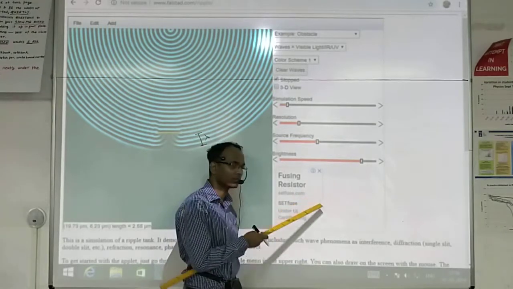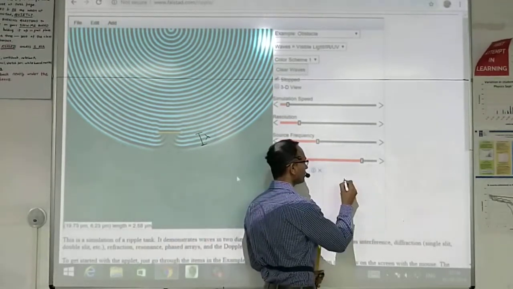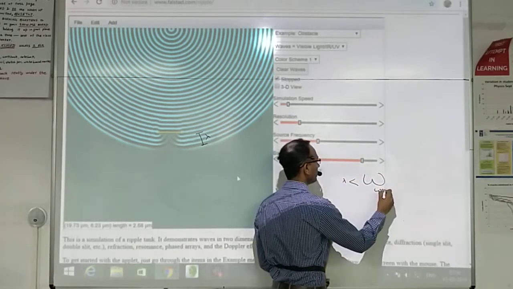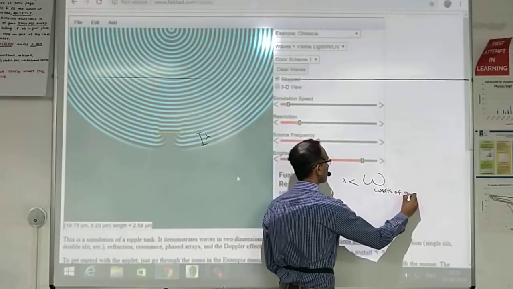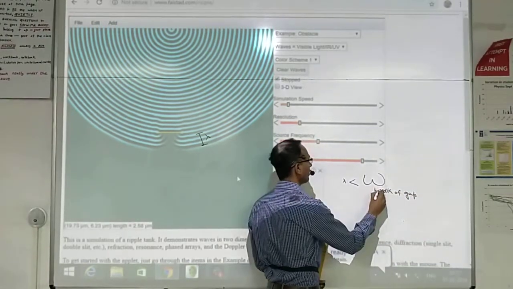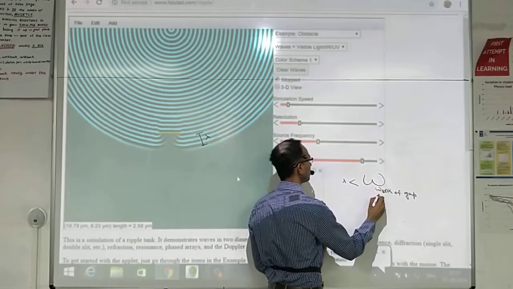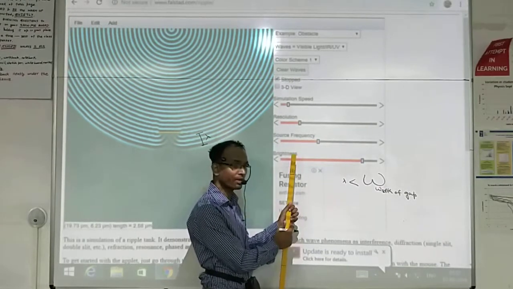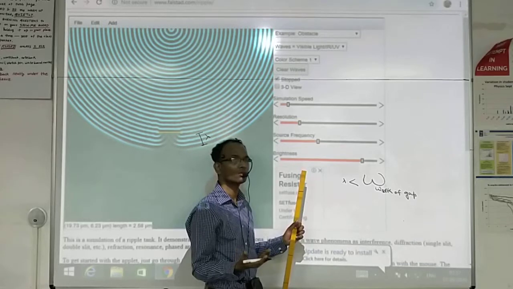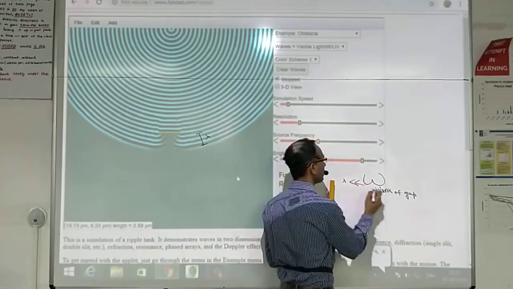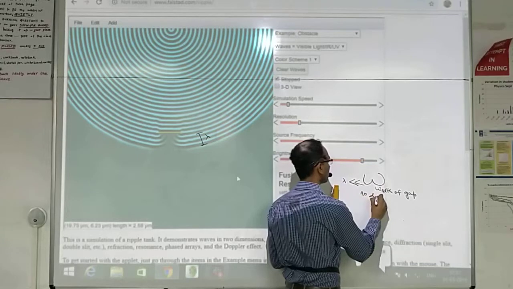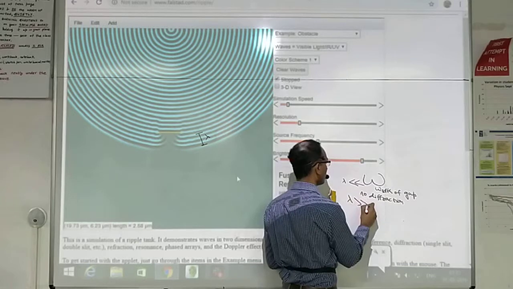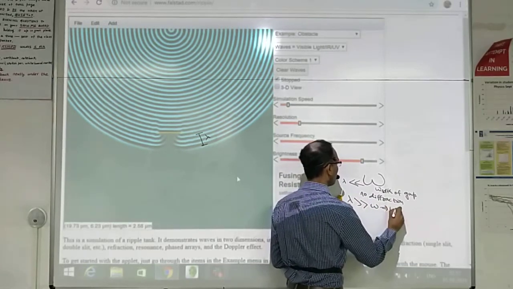So this reminds you that this is the width of the gap. If the wavelength is smaller than the width of the gap, then what do you see? Is there diffraction? No. So if the wavelength is much smaller than the width, no diffraction. So the other case must be true. If the wavelength is bigger than the width, a lot of diffraction.